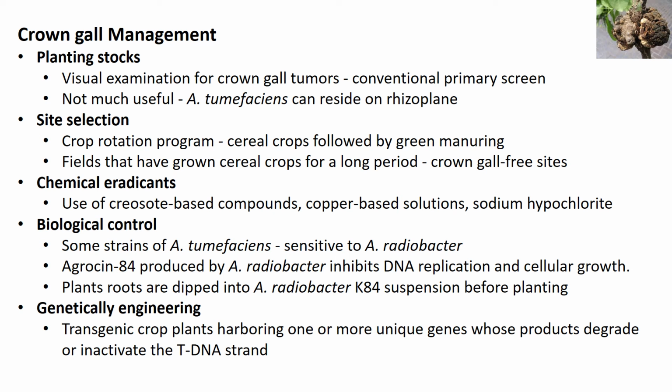Another crown gall management approach is genetic engineering, where transgenic crop plants are developed which harbor one or more genes whose products can degrade or inactivate the T-DNA strand from Agrobacterium tumefaciens, thereby capable of inhibiting the Agrobacterium infection in the plant. So these are the various approaches which could be used for inhibiting or preventing crown gall disease spread.